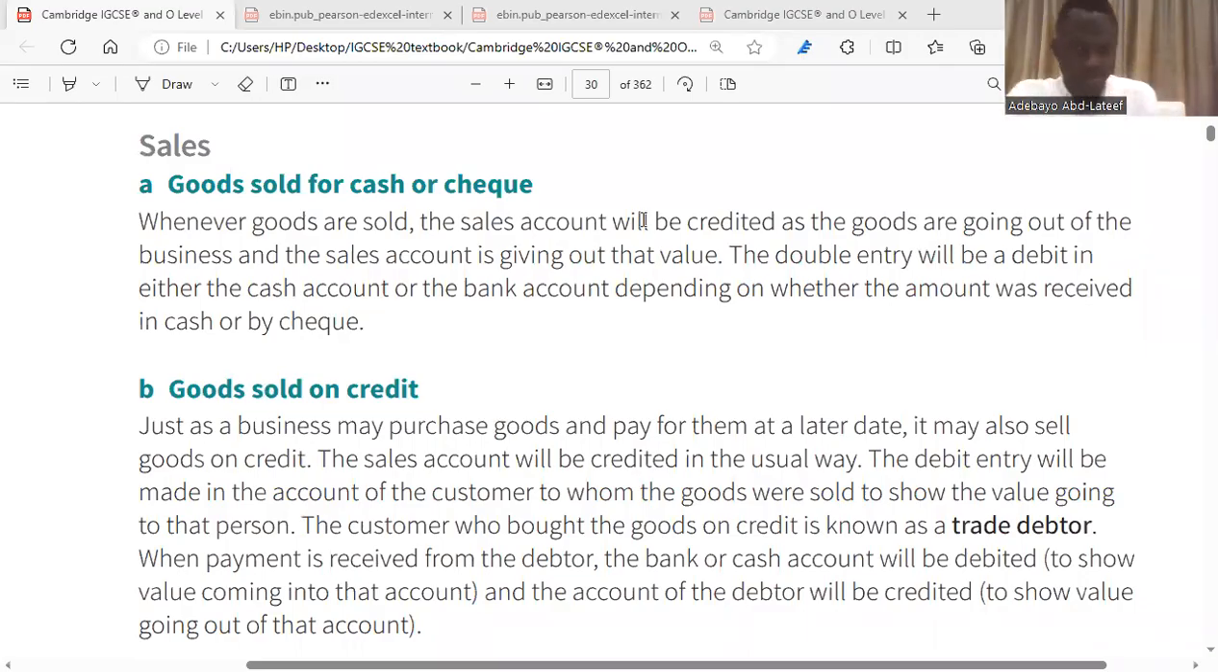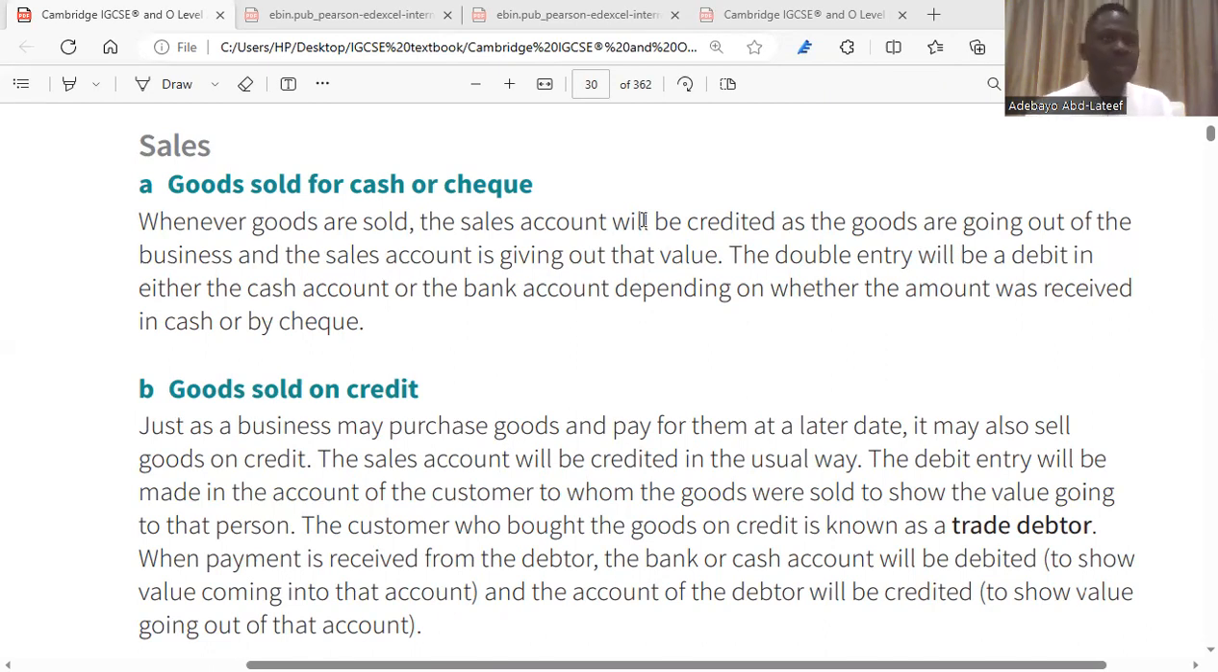So for sales, our double entry, they said goods sold for cash or check. If goods are sold for cash or check, we're going to have our double entry as usual. We're going to have sales account and cash or bank account. Whenever we sell, because we are selling out, we are giving out to the customer, our sales account will have a credit entry. And we will be receiving cash or check for those goods that were sold.